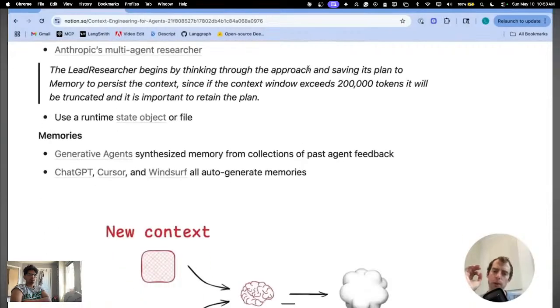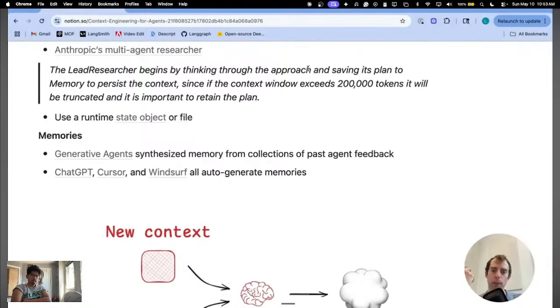Now, memories are a bit different. Sometimes we want to save information across many different sessions with an agent. Typically, scratchpads are relevant only within a single agent session. An agent's trying to solve a problem, it'll use a scratchpad to solve the problem, and then the scratchpad's not relevant anymore. Memories are things that you want the agent to retain over time, over many sessions.